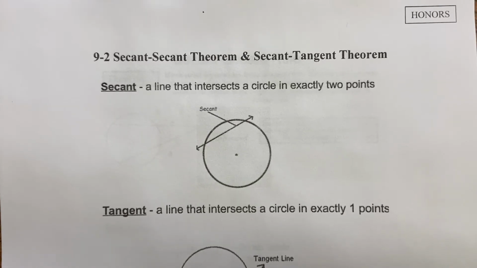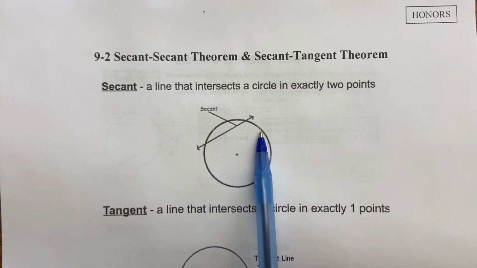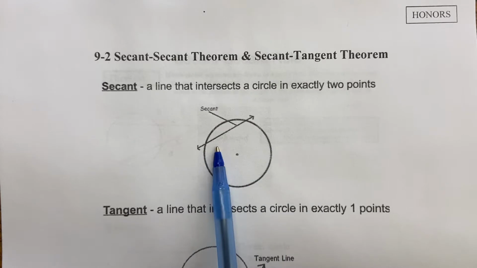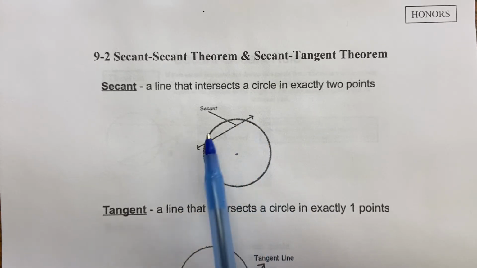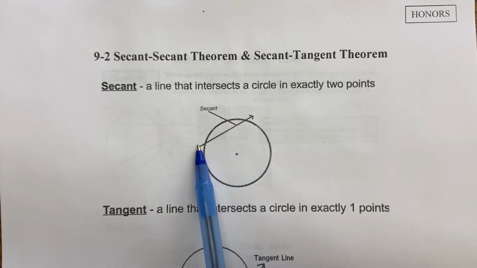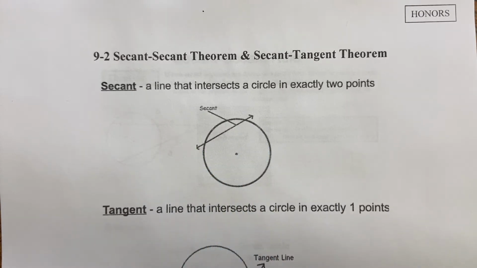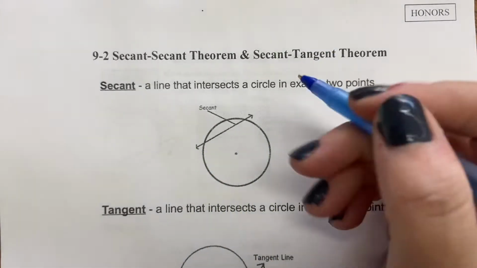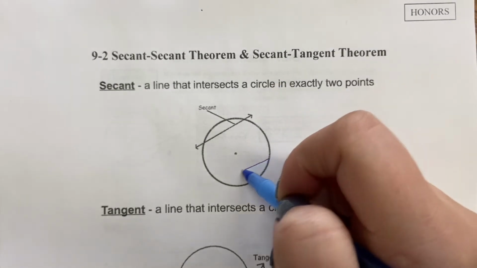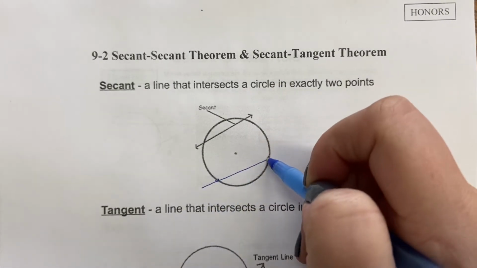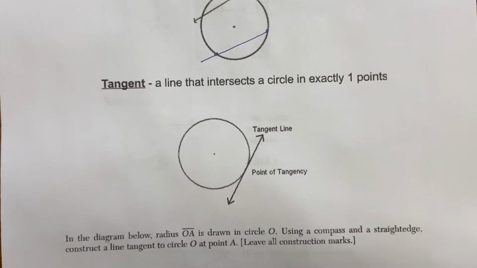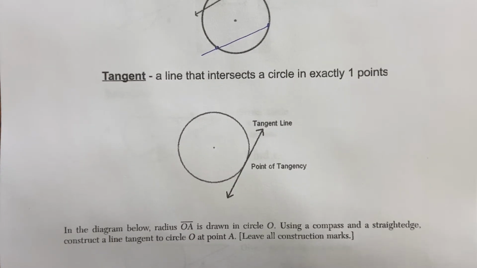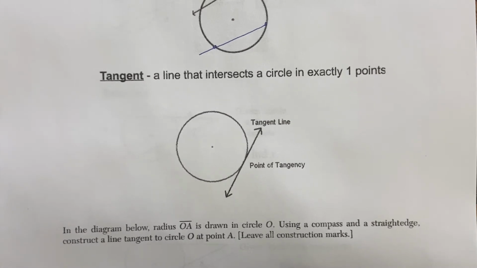So the next two definitions, so we already know a chord. A chord is a segment that joins two endpoints inside the circle. A secant is a line, so it extends infinitely and it intersects the circle in two spots. Okay, so it's still intersecting it, but it's passing through it. So technically they consider this a secant too. If it starts and then goes through, even though it looks like a ray, they actually consider that a secant also. So then a tangent is a line that intersects a circle in exactly one point.